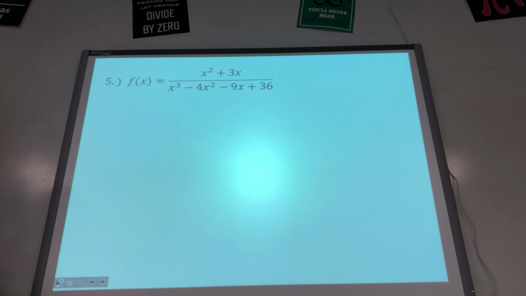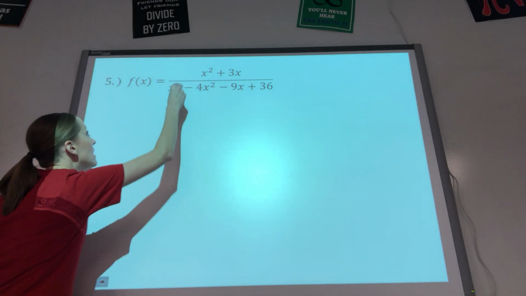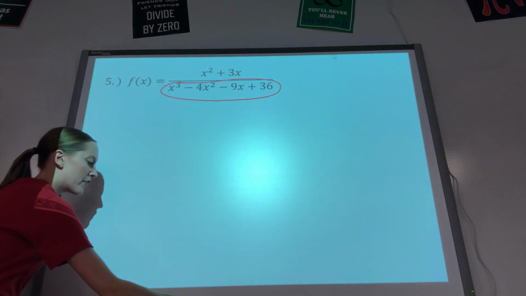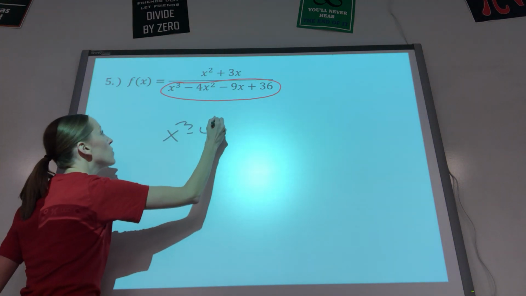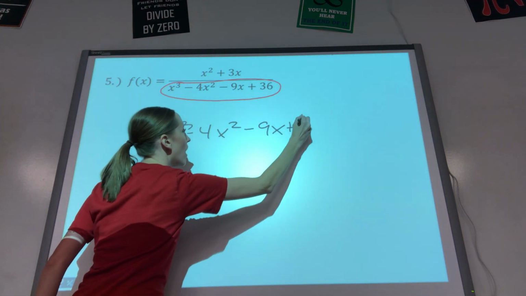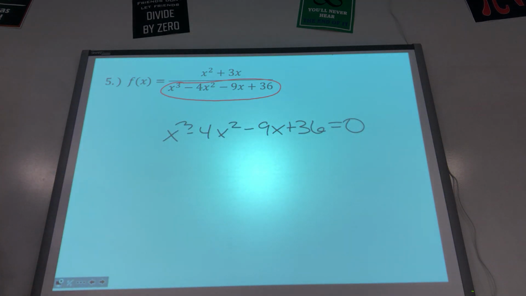So, last one, saving the best one for last here. Number 5, f of x equals x squared plus 3x all over x cubed minus 4x squared minus 9x plus 36. Yikes, got a lot of stuff here on the bottom. But first thing, set the bottom equal to 0 and solve for x.